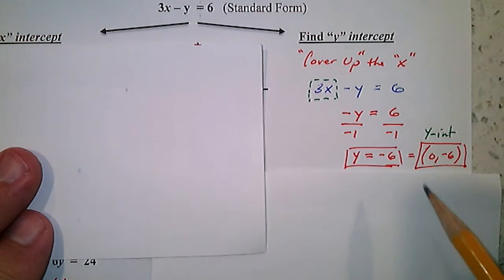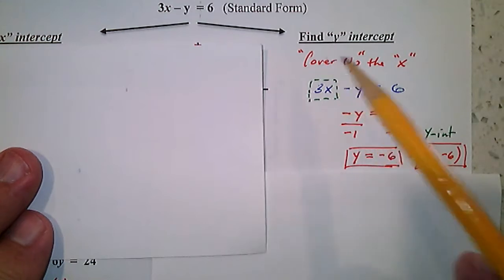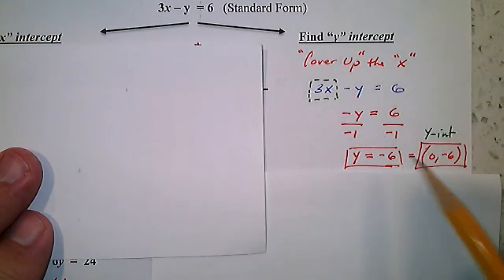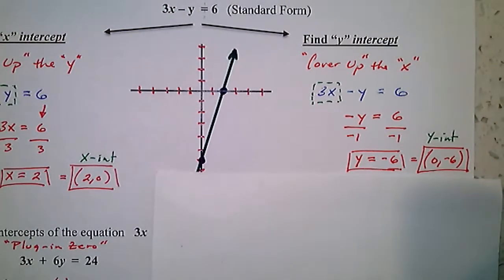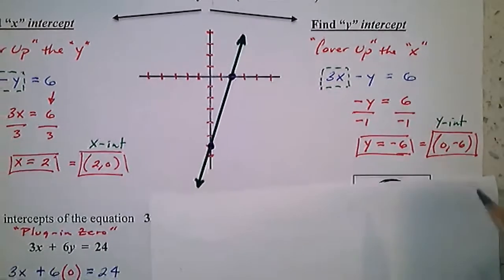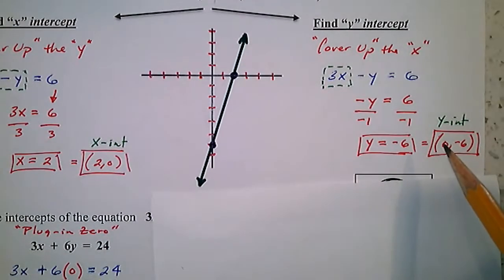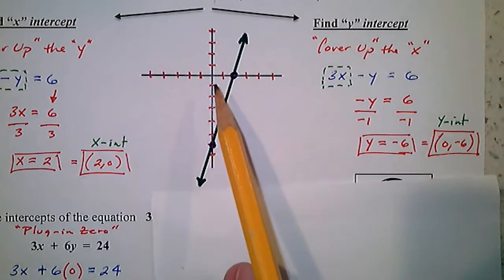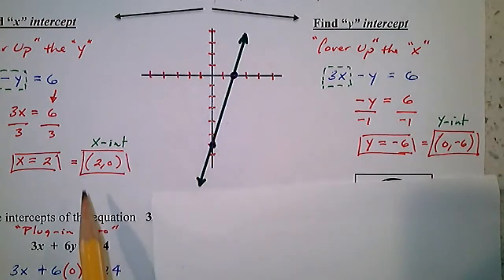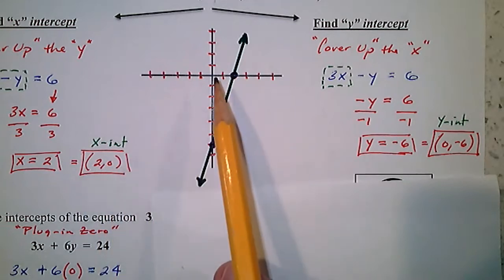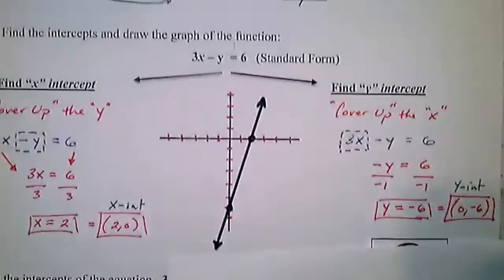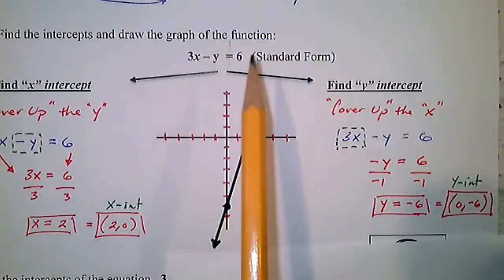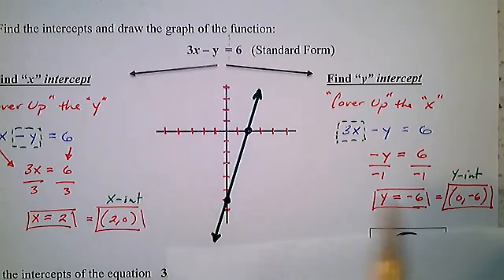That is -6. So if that's -6 and we covered up, it's really like we put a 0 there, then that's at 0 comma -6. So we can go and graph now that we have our two intercepts. We can go 0 comma -6, that's down there, 1 2 3 4 5 6, and then we have our x-intercept at 2, 0, and we can graph our line. There it is. So we just quickly took an equation that was in standard form, and we were able to graph the line by using the intercepts.